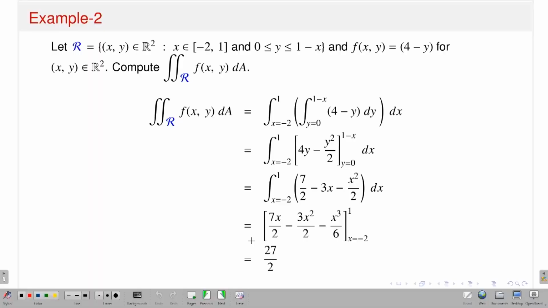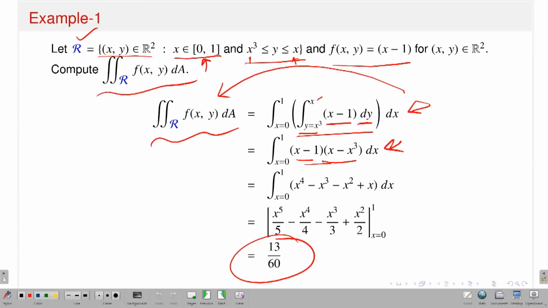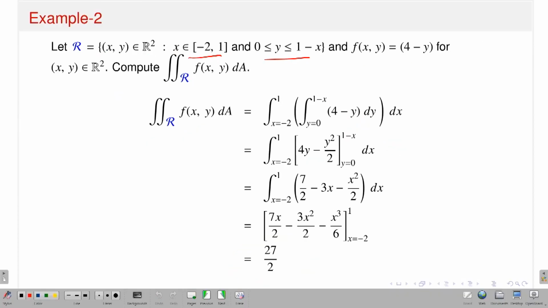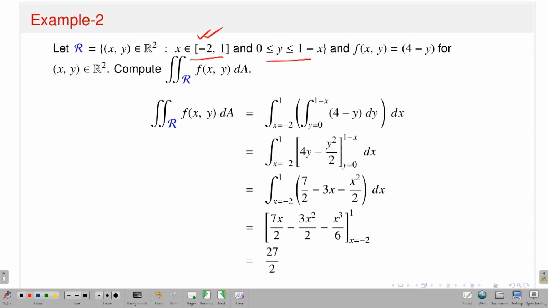Okay. This is another region. This time I thought it was a horizontally simple region, not vertically simple, because this time x is fixed and y varies. Earlier, oh, I think this is x fixed, or this is also a vertically simple region, sorry. This is also x fixed, y varies. So this is also vertically simple, since x is fixed. So x is running from minus 2 to 1, and y is running from 0 to 1 minus x.